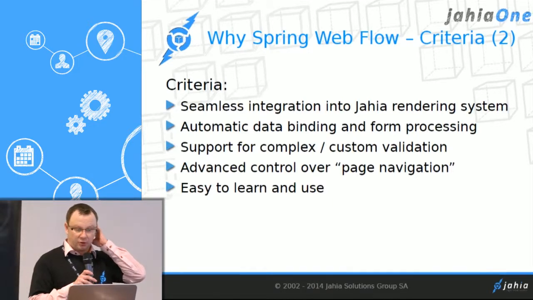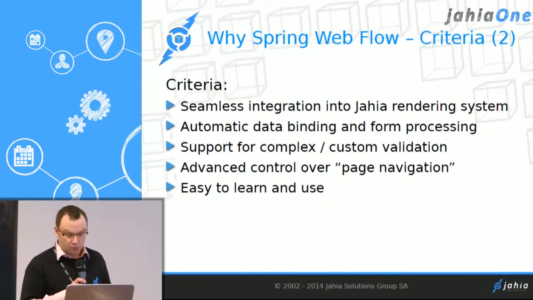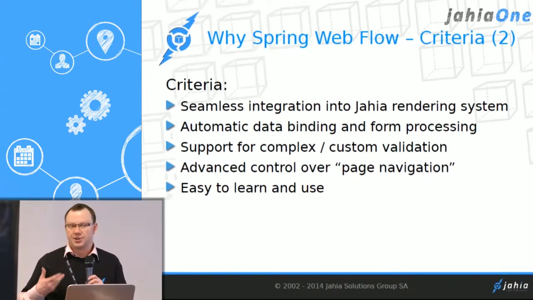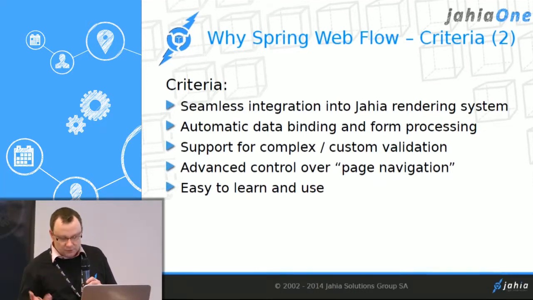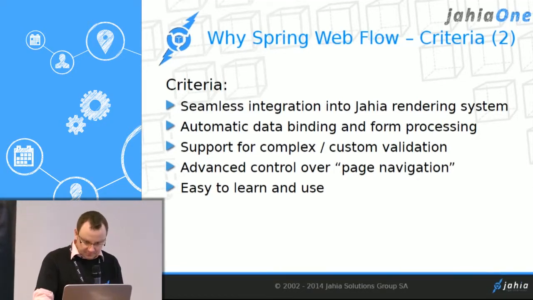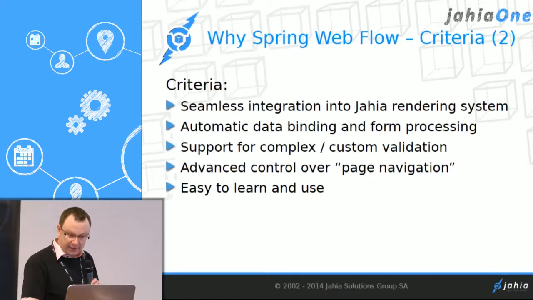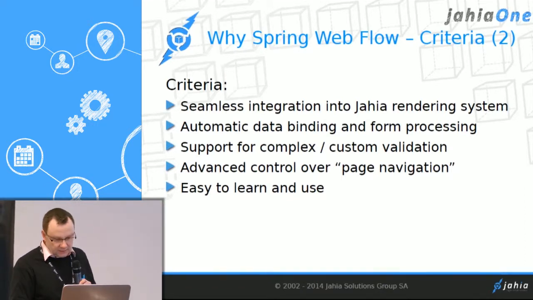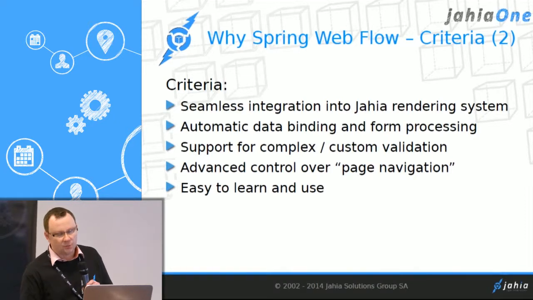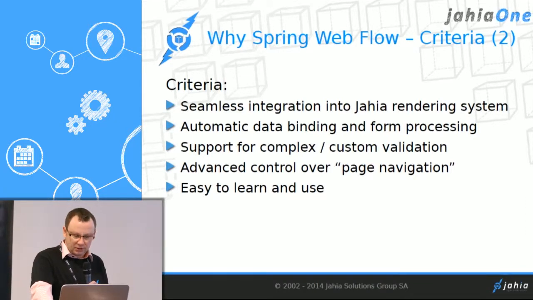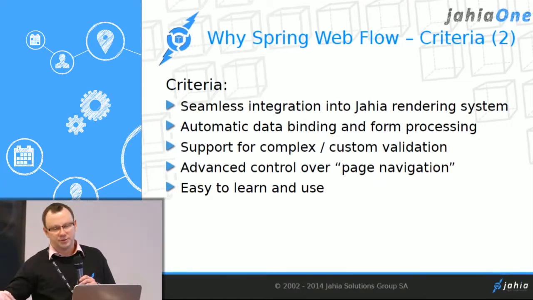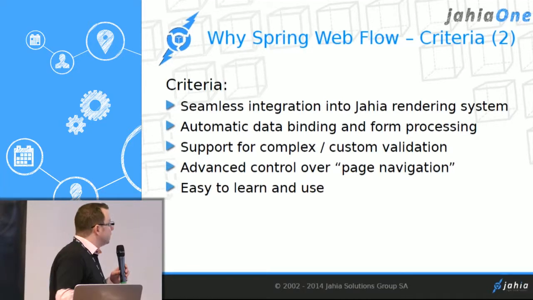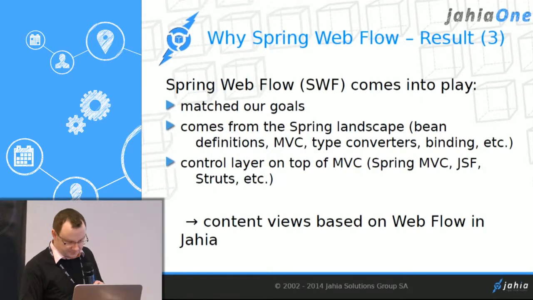The main criteria for selecting something was that it should seamlessly integrate into the Jahia rendering system, because we didn't want to integrate something which has completely different notions or completely different handling. It should, of course, support automatic data binding and form processing. There was a need for custom or complex validation, which was not covered by default, and it should do page navigation back and forth without losing the data, and so on. And it should still be easy to learn and use.